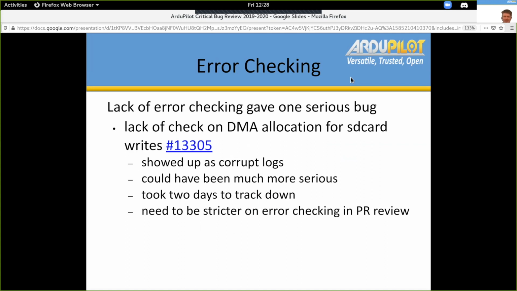So, checking your return values, fairly basic sort of programming thing. Sometimes when you don't do it, you get bitten, and it costs significant amounts of developer time. I might point out that a lot of these bugs have taken a significant amount of developer time to track down. Tridge has spent days tracking down many of these bugs.